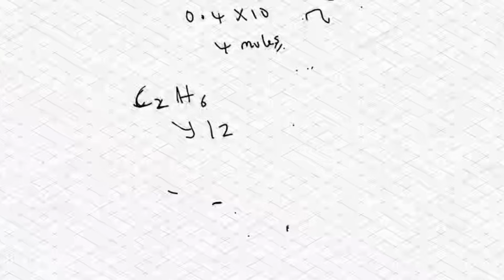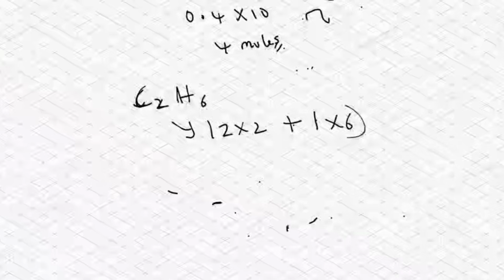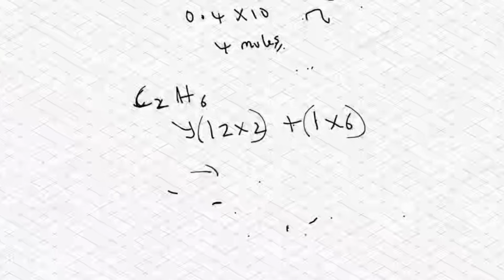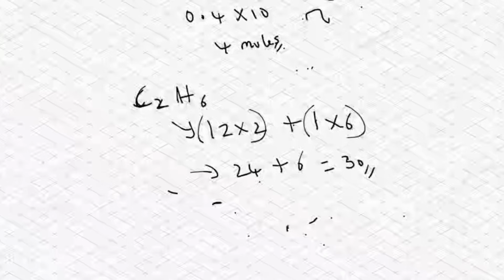So carbon has a molar mass of 12, and we have 2 carbon here, so that's 12 times 2. Then plus hydrogen has a molecular mass of 1, that's 1 times 6. So when we add these two together, we have 24 plus 6, which is equal to 30. Very easy. So we have 30 grams per mole. So that's how to calculate molar mass. Then let's do one more.